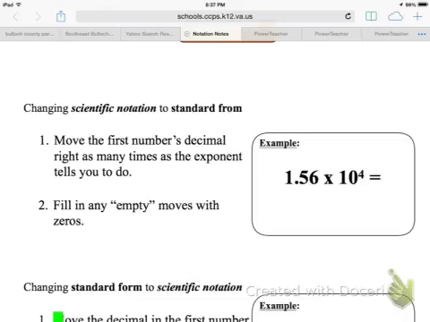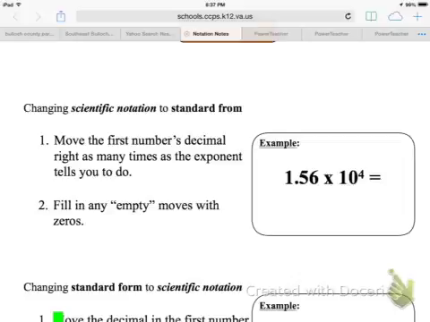Now, let's get into some converting. Again, today our EQ was how do I convert numbers to scientific notation. We're going to work going both ways. We're going to work scientific to standard, or just your normal form of your number, and then we're going to work backwards, going from standard to scientific. We're going to first start with converting scientific to standard.